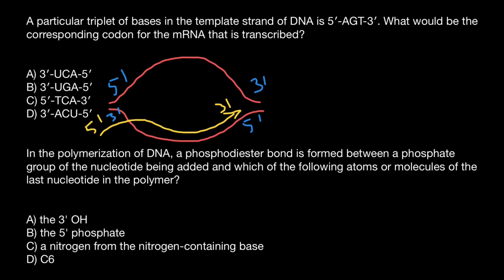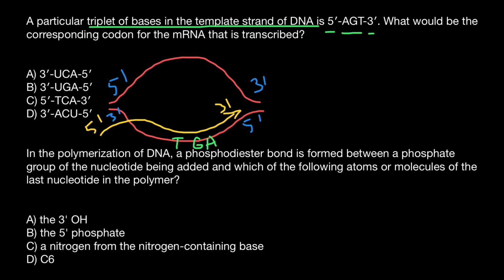Now let's read the question again. If a particular triplet of bases in the template strand of the DNA, so here's the template strand of the DNA, has the sequence 5' end A, G, T, and 3' end, so here's going to be our sequence A, G, and T. And here we have the 5' end and 3' end of the template strand of the DNA. So again, 5' end A, G, T, and 3' end.